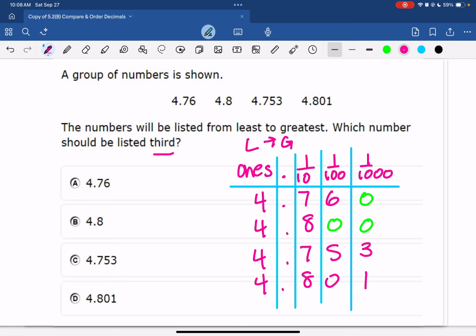Now the first value is the ones. They're all 4, so we already know we need to look at the next one. You're now going to look at the 7, 8, 7, and 8, all the tenths place. So I know that I have to continue with the first one and the third one, and the reason I say that is because they're the only ones where the place value is 7. I already know 7 is smaller than 8.